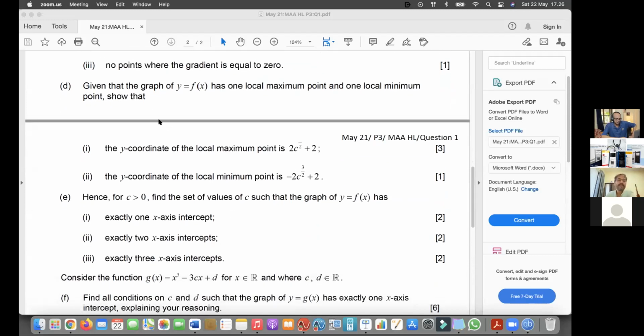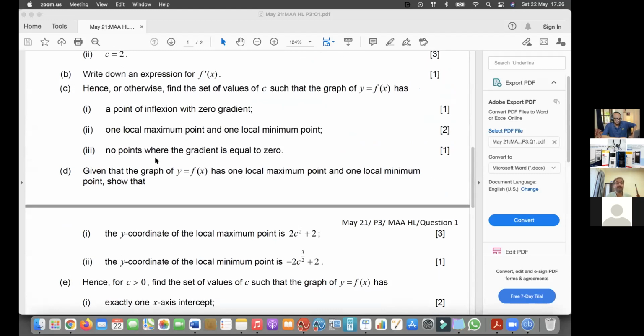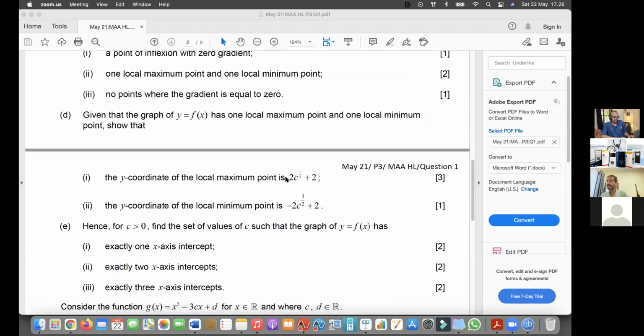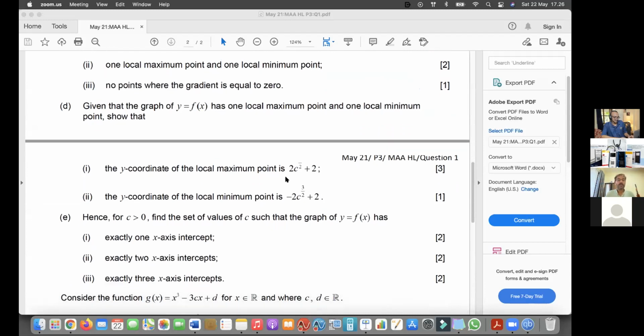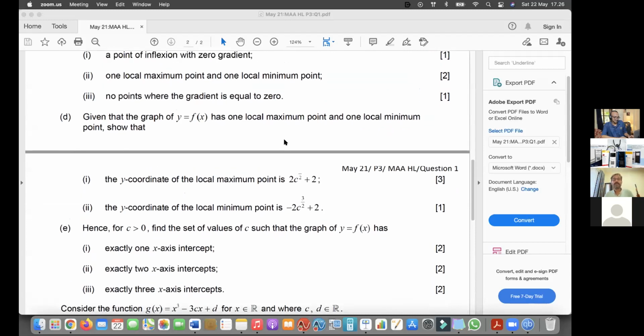Yes. Lovely. Okay, so given that the graph has one local maximum and one local minimum, going back to part C, in part C, part 2, one local maximum and one local minimum. And when did this happen? This happened when c was more than 0. Okay, so given that this has one local maximum and one local minimum, show that the y coordinate of the local maximum point is this and the y coordinate of the local minimum point is this.